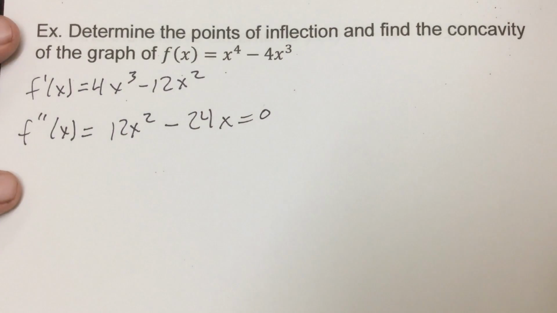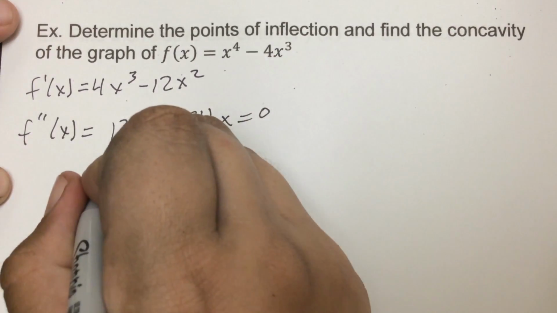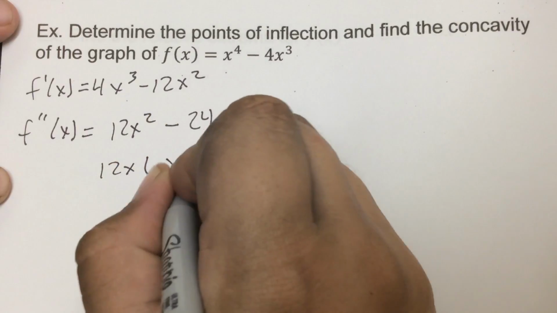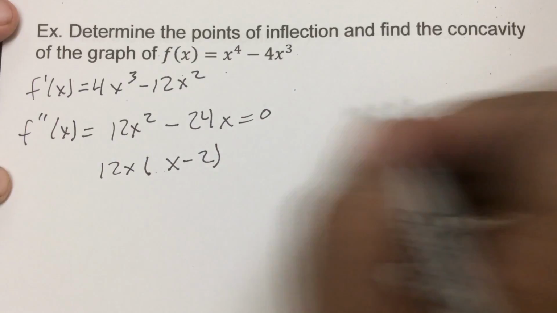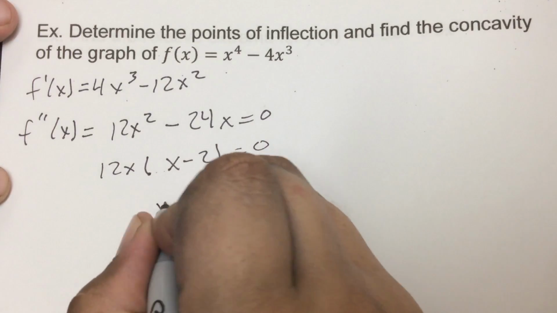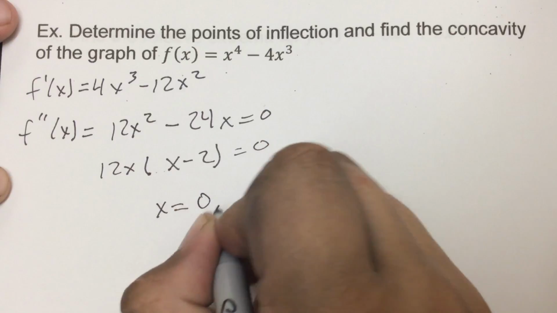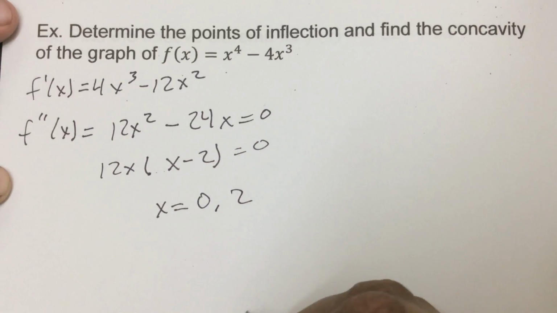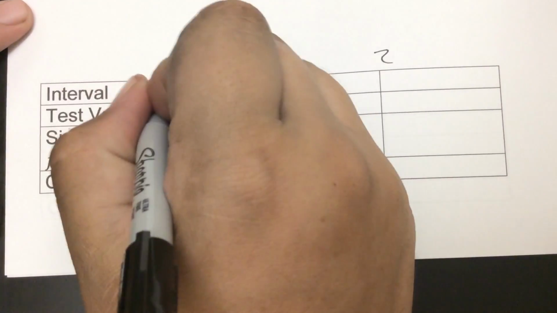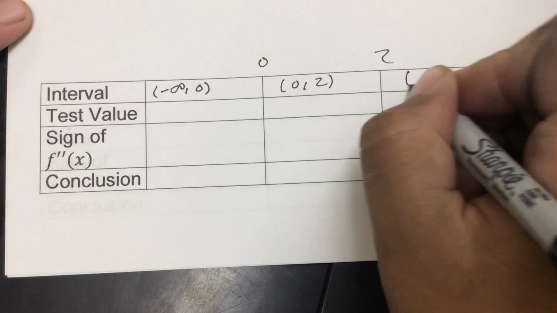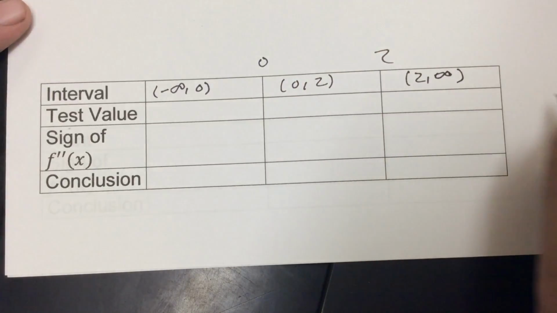So find where it equals 0. We don't have to worry about where it doesn't exist because we don't have a bottom in this case. So we could pull a 12x out and have x minus 2 left, which is set equal to 0. So x would equal 0 and 2. So they're going to be our dividers. So negative infinity to 0, 0 to 2, and 2 to infinity.